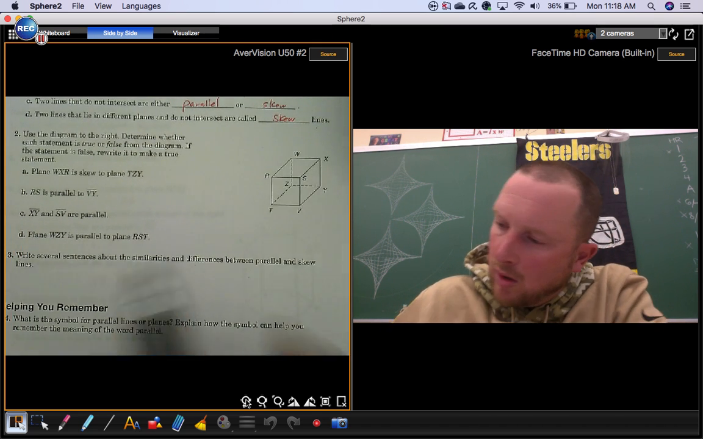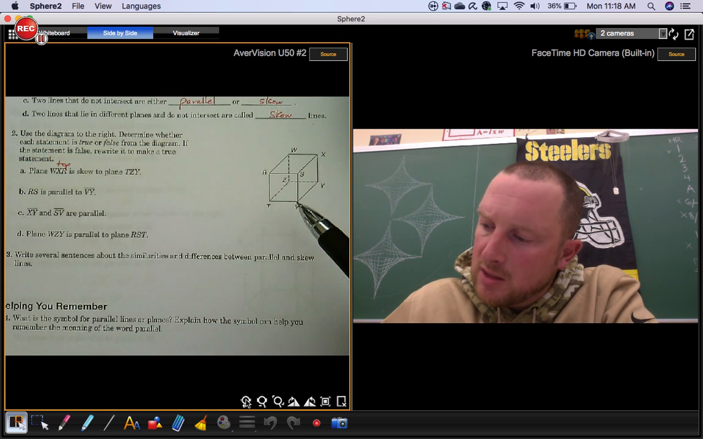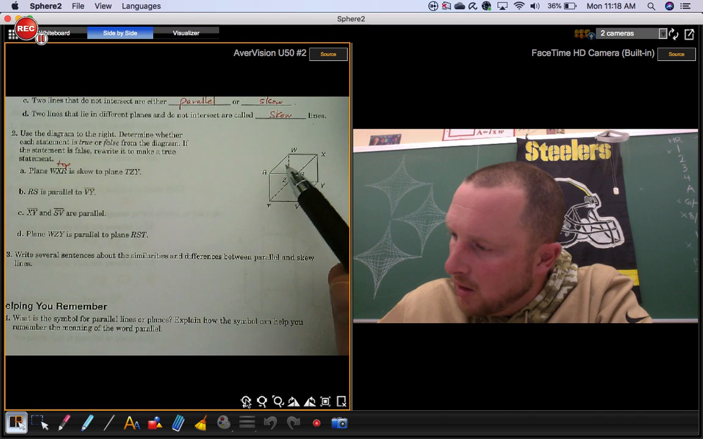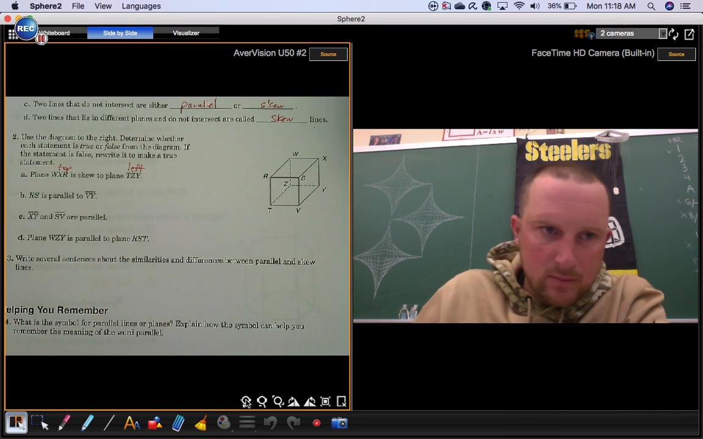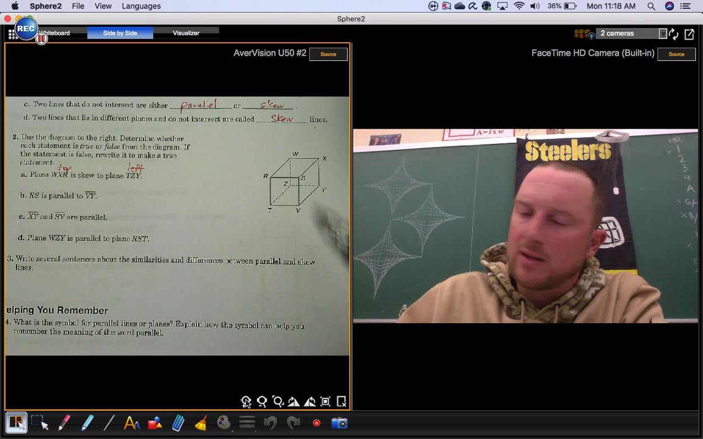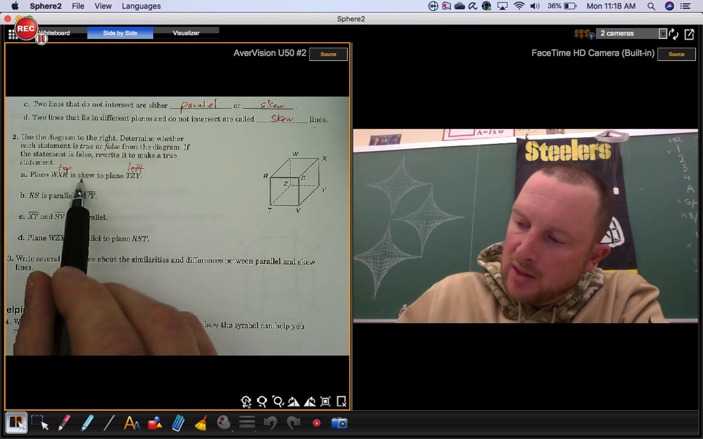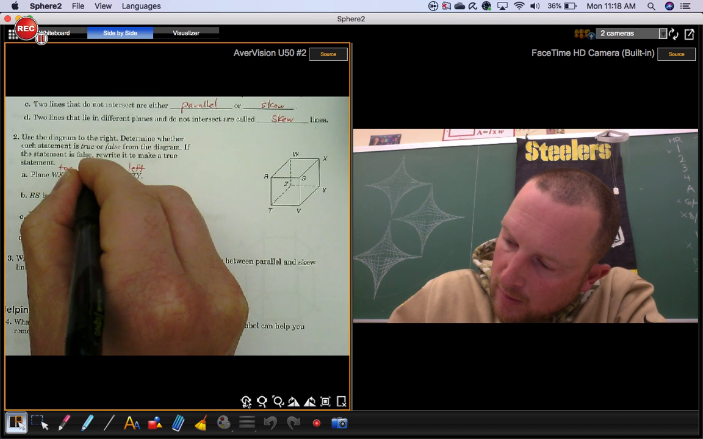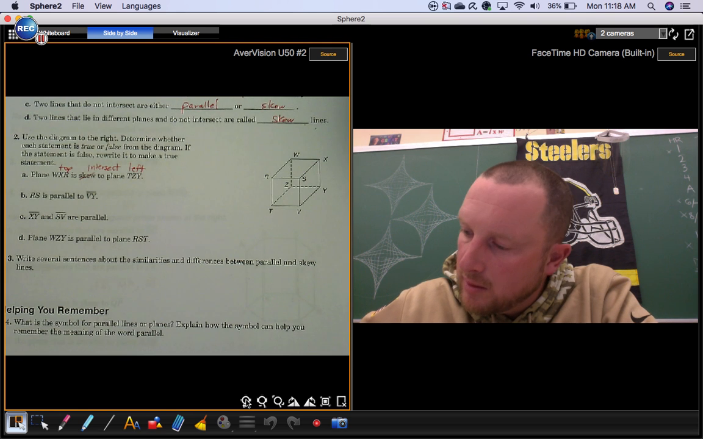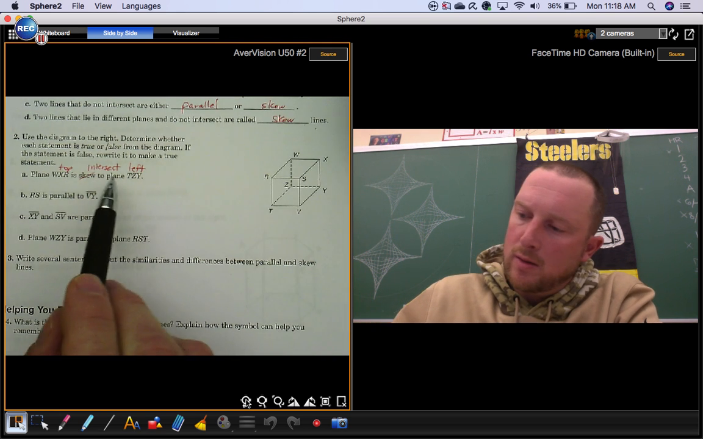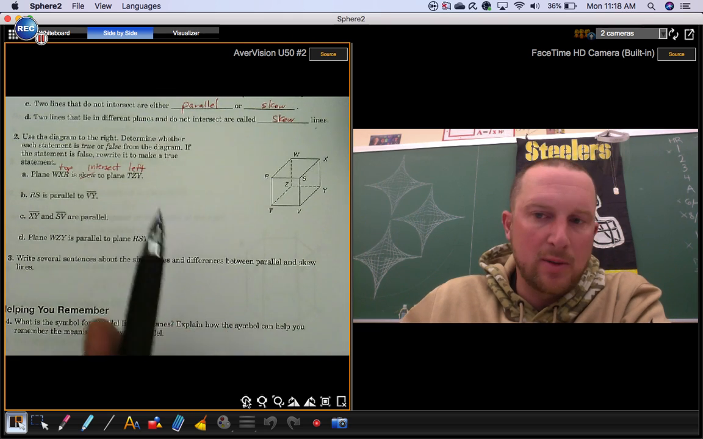Plane WXR, that's the top of the figure, is skewed to plane TZR. That's the plane on the left side. The plane on the top and the plane on the left side touch each other, so they're not skew. So we'll change that to make it true. We'll put intersect. Planes cannot be skew. They're either going to touch each other or they're going to be parallel.